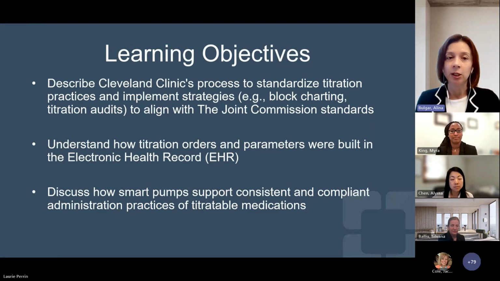So for today's presentation, we hope to give you an insight into Cleveland Clinic's process to standardize titration practices and our strategies that we've implemented, such as block charting and titration audits to align with the Joint Commission standards. We also hope to walk you through our journey on how titration orders and parameters were built into the electronic health record. And then lastly, we hope to also give you an insight and discuss with you how smart pumps support consistent and compliant administration practices for these titration orders.